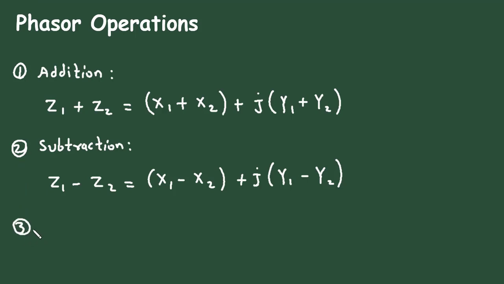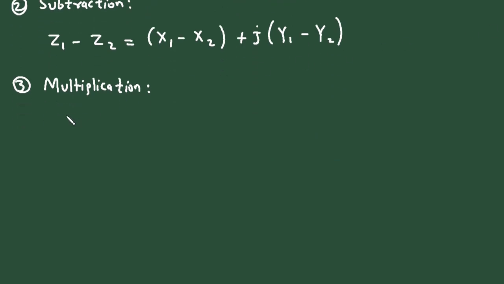Then next is multiplication of two phasors. Suppose we want to multiply two phasors Z1 and Z2, we have to multiply their magnitudes, that is R1 and R2, and the angles will be added, that is phi1 plus phi2. Also remember that multiplication and division are better performed in polar form.